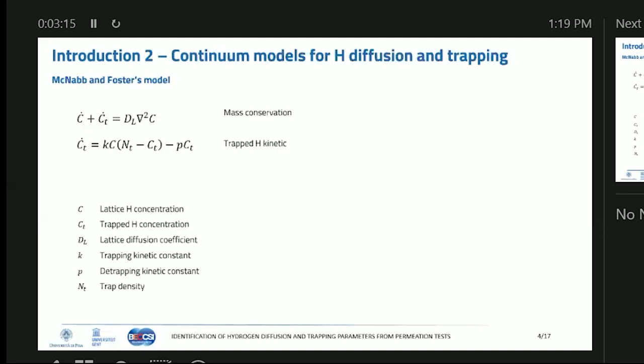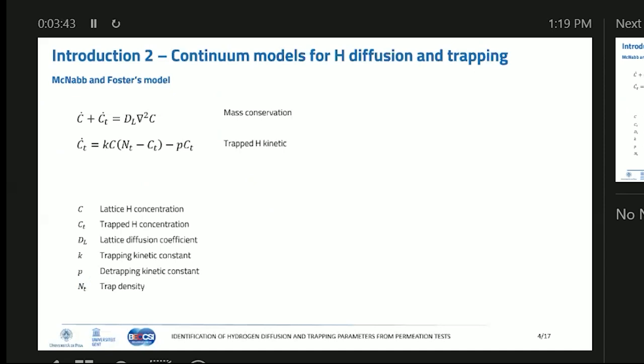Very, very quickly, I will bore you with the continuum models of hydrogen diffusion and trapping that we are using. McNabb and Foster, one of the oldest ones. It is able to include mass conservation. Diffusion is only due to lattice diffusion. Trapped hydrogen is immobile, which is the only strong assumption of this. I would call it a strong assumption. We have many papers talking about grain boundary diffusion and so on. This can be modeled here, because trapped hydrogen is immobile.